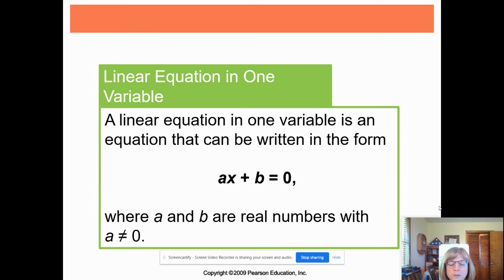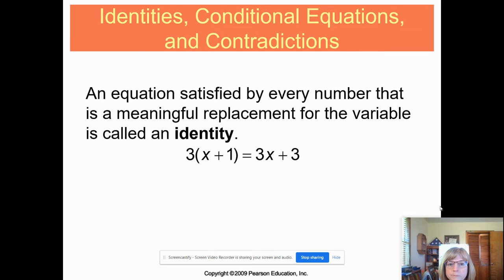A linear equation is an equation in one variable. So there aren't x and y's, and there isn't x to the second power, x to the third power. The degree is 1. Now, there's 3 types of linear equations. We have identities, conditionals, and contradictions. So let's look at the 3 different types here.